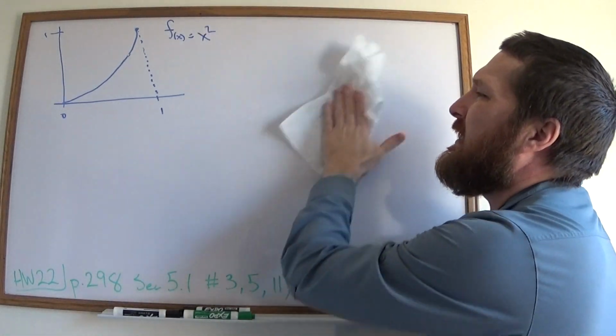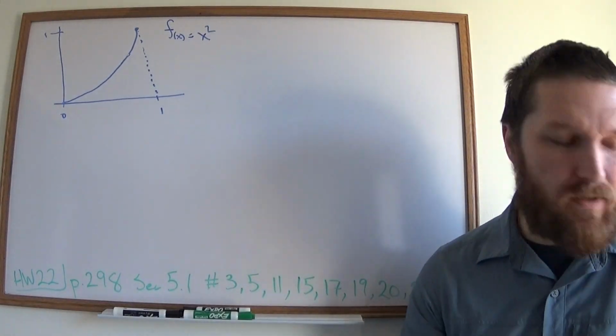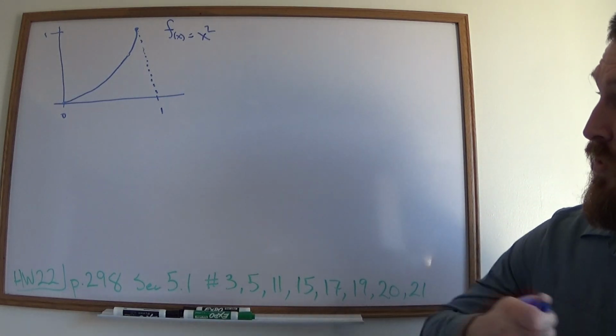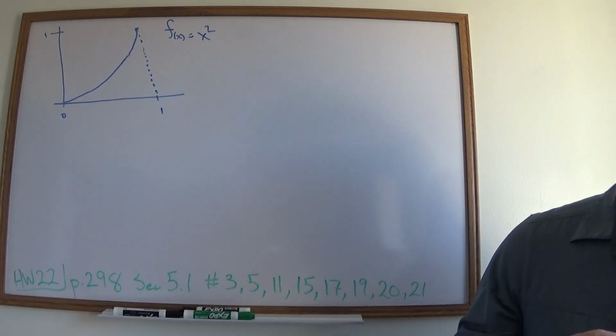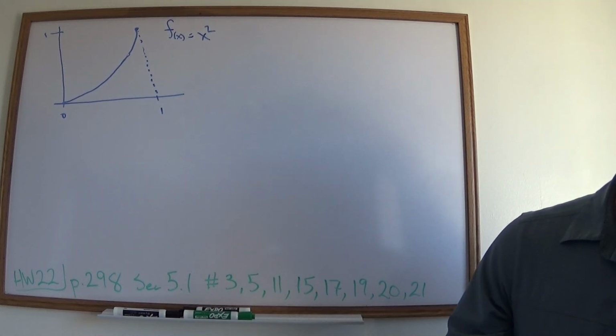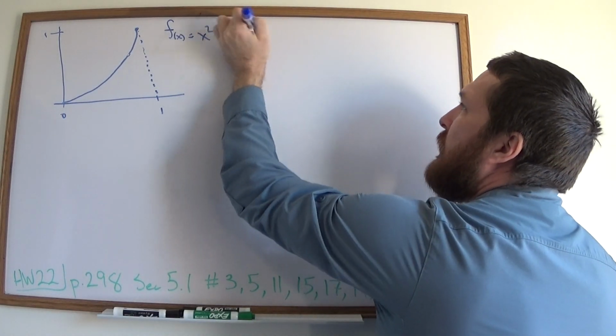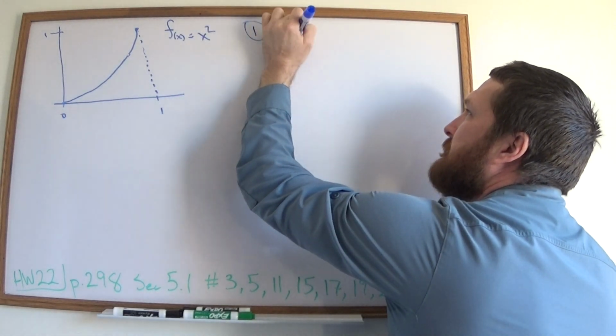But okay, here's the thing. How are we going to find that? Well, there's a bunch of ways we could do that. And in general, these are the steps that we're going to take. One, we're going to partition the domain.